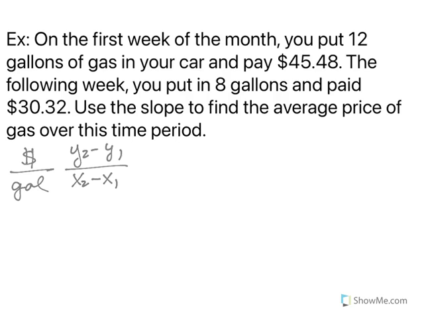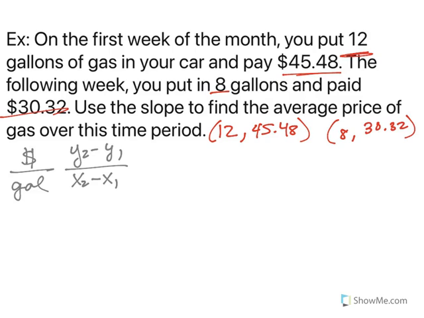So let's write two ordered pairs here. I've got 12 gallons, okay? So my first one is 12 gallons for $45.48. And then I've got 8 gallons for $30.32. Now I can find my slope. So I'm going to go with x1, y1, x2, y2. Doesn't matter which is which, but I always do 1 and then 2.